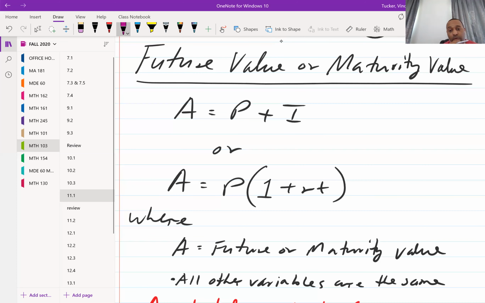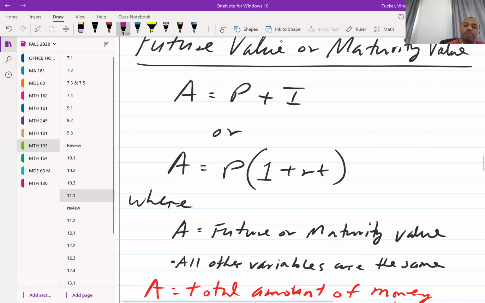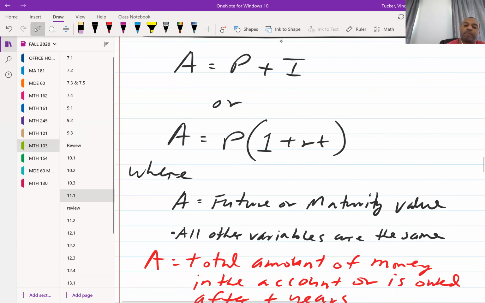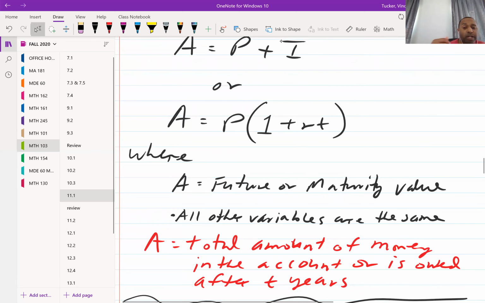Like I mentioned, A represents your future value or maturity value, and all of your other variables are the same. P is your principal, R is your rate, T is your time. And in the red, I was just reemphasizing what A represented: the total amount of money in an account or owed after T years.